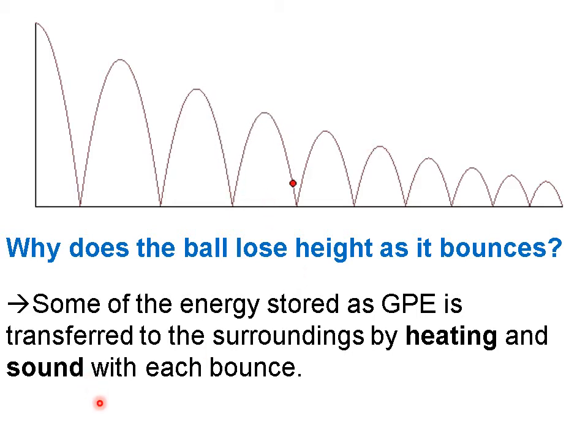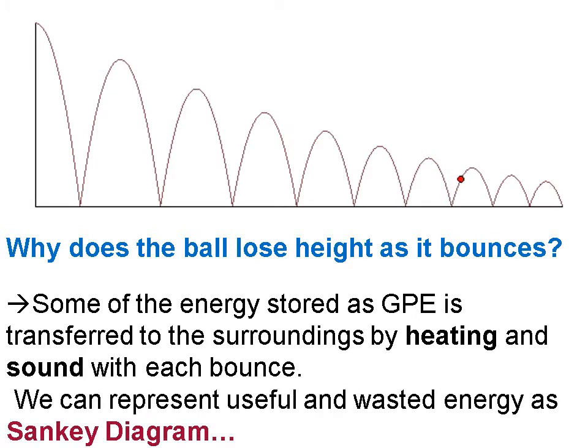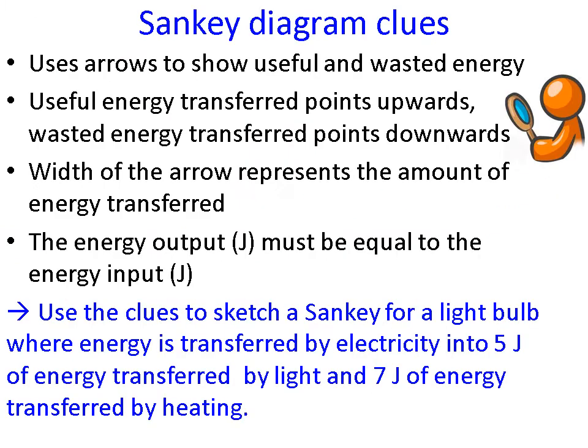So we can represent this idea of some energy being useful and some energy being wasted using a thing called a Sankey diagram, which is a type of energy transfer diagram that you need to be able to interpret. So what I've done here is I've written some clues that I want you to have a look at, and then use the information in the clues to see if you can sketch a Sankey diagram for a light bulb.